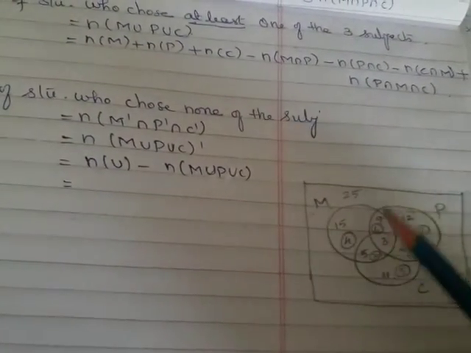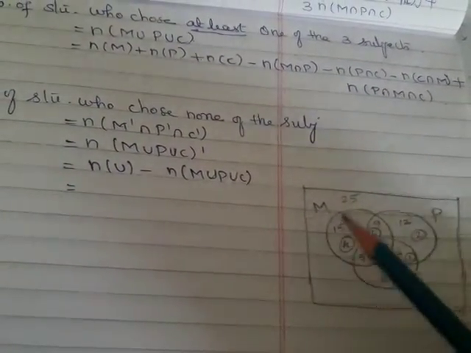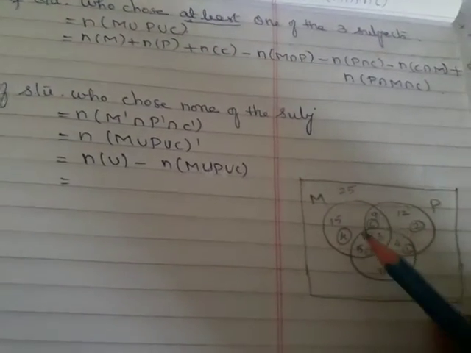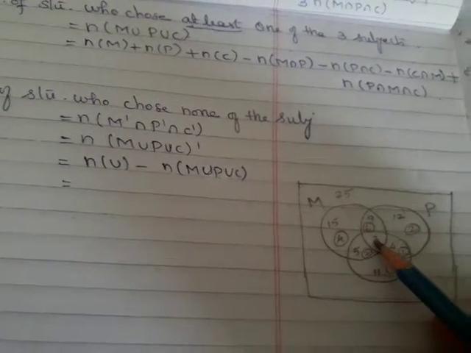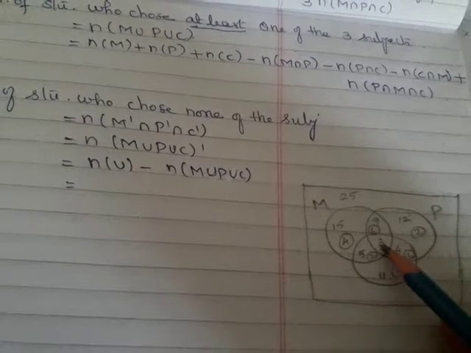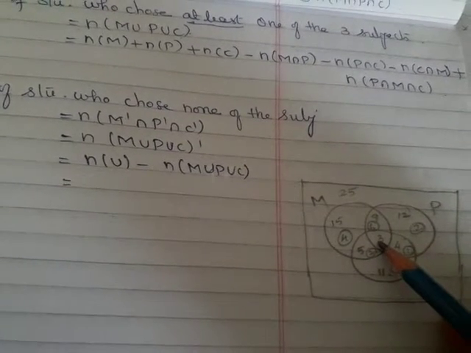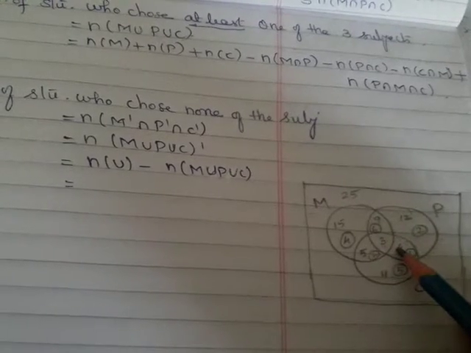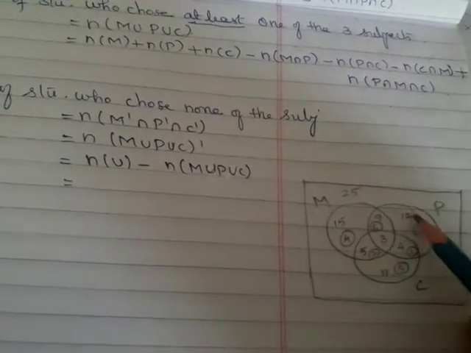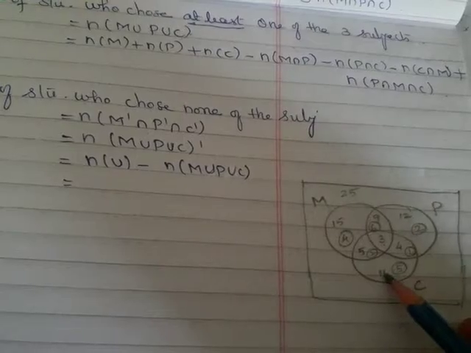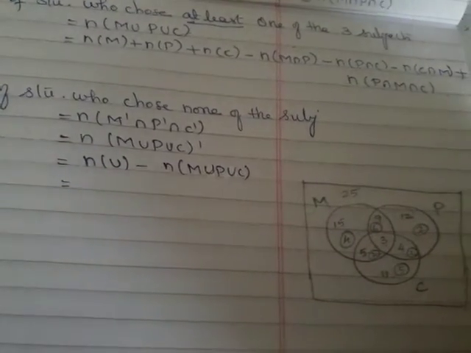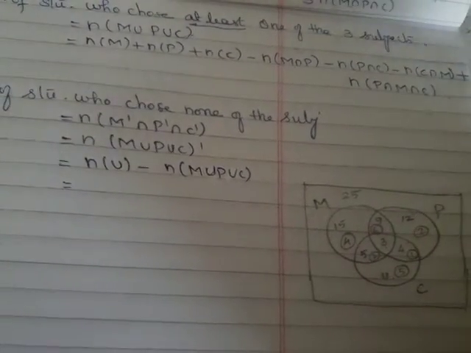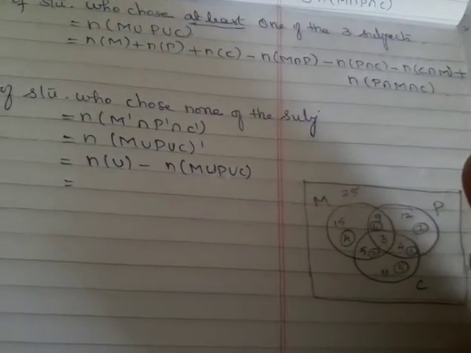So whenever you have 3 sets involved, normally what have I said, draw the 3 sets. First, fill your data from the intersection of 3 sets. So I have written 3 here. Intersection of 2 sets 9, 5, 4. Then M 15, P 12, C 11. Enter all the data. Then immediately the next step is to keep on subtracting the intersection part.